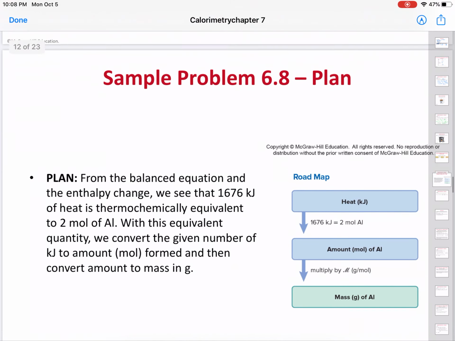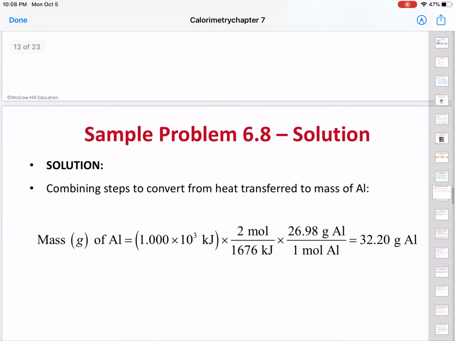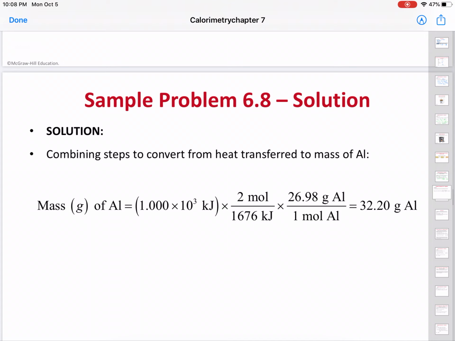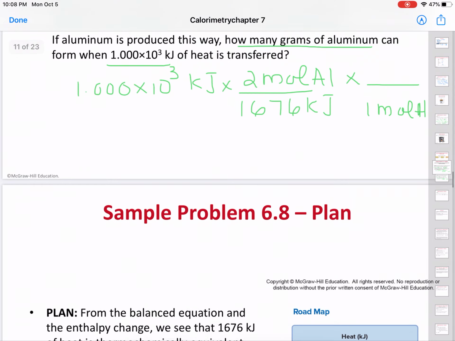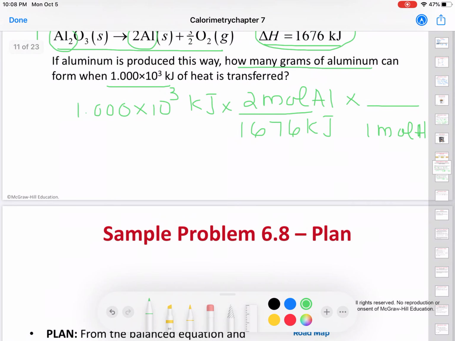Aluminum is 26.98. Yeah, so 26.98. I'll show you that also. So 26.98 grams aluminum. So kilojoule cancel, moles aluminum cancel. When you solve the numerical values, you will get the grams of aluminum.